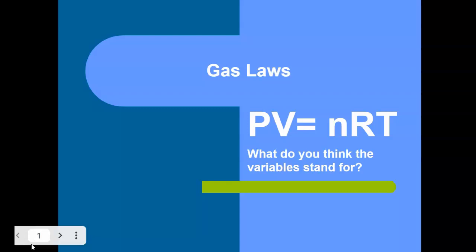Okay, so you probably figured out that pressure is P, volume is V, and temperature is T. But N, you might not have known, was moles, and R is our new thing called a gas constant.